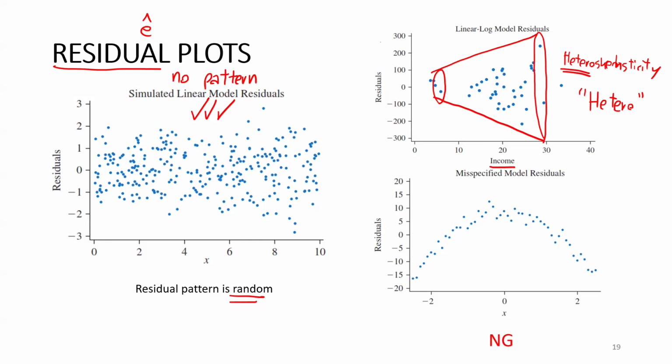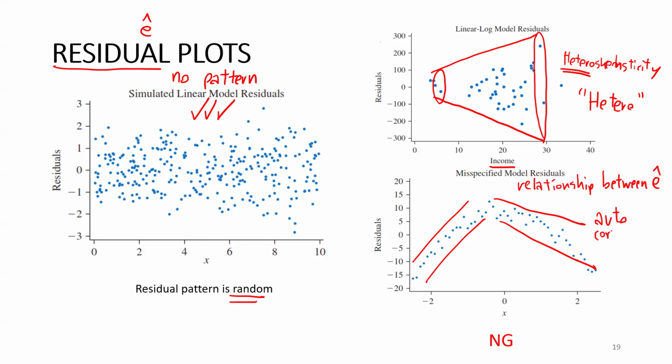How about the second one? There is some pattern. The residual goes up with X and then goes down. They have a pattern, so there is a relationship between errors, which means you have autocorrelation, or in short, auto.